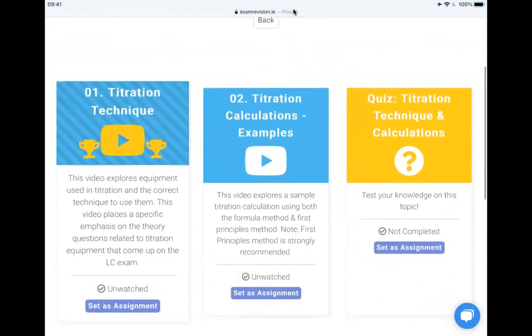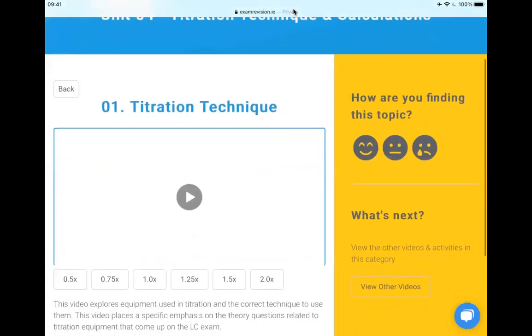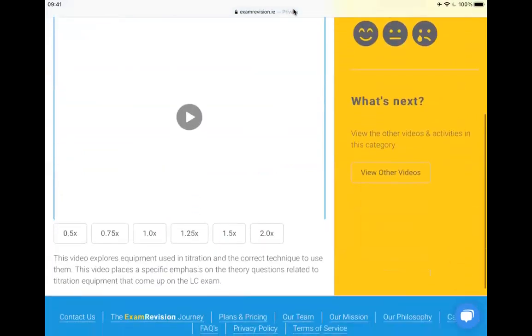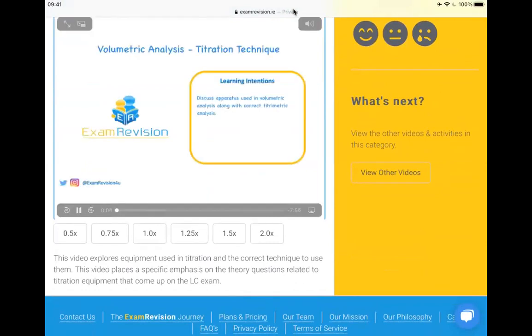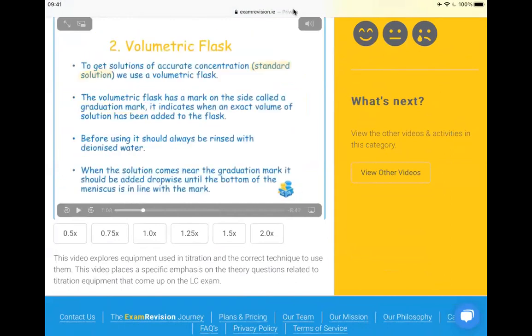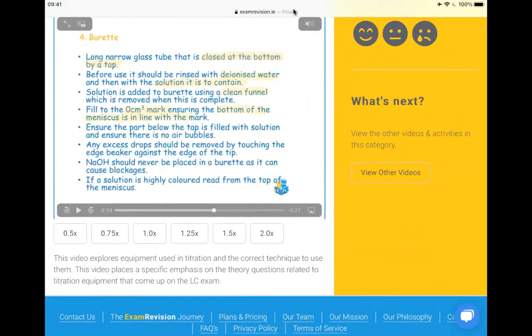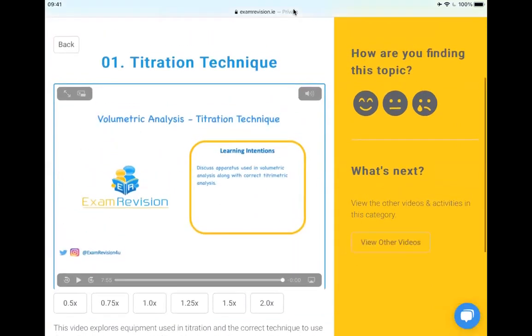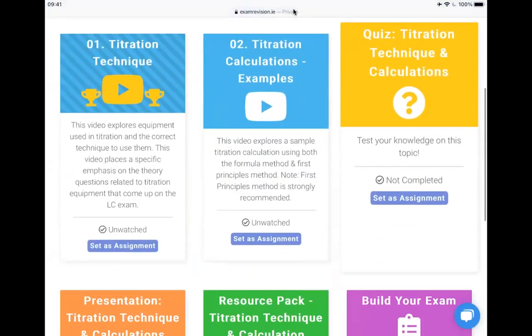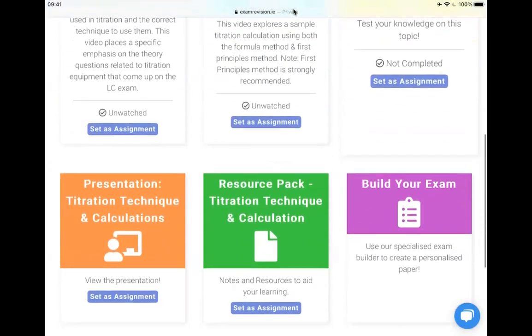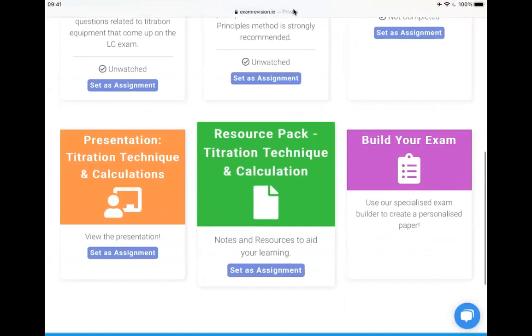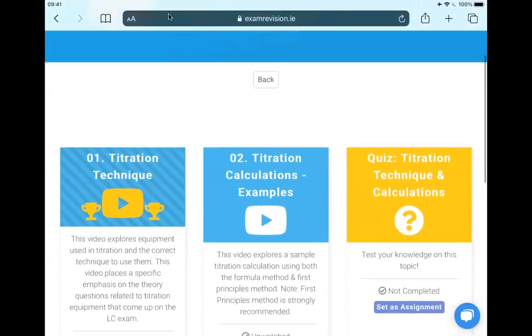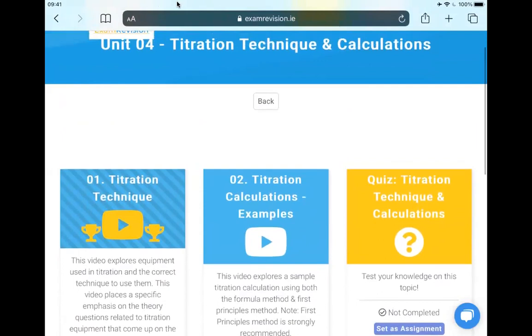In that, we have titration techniques. This video explores the equipment used in titration and the correct technique to use it. It basically goes through all of the different parts of how to use your correct titration technique. Similarly, there's a self-correcting quiz, a PowerPoint presentation, and there are also H1 standard notes there for you to be able to use yourself.